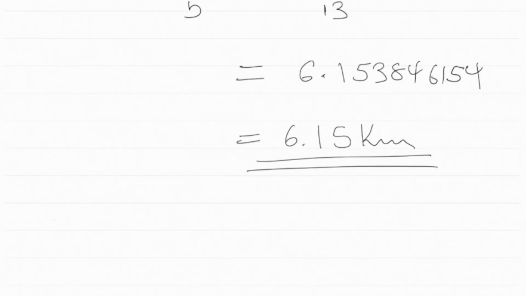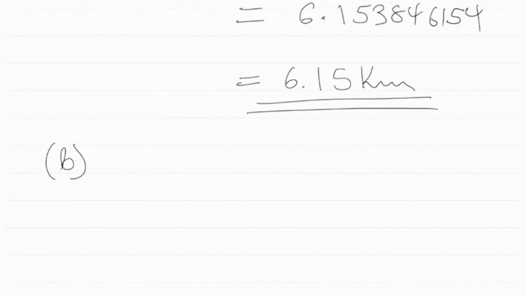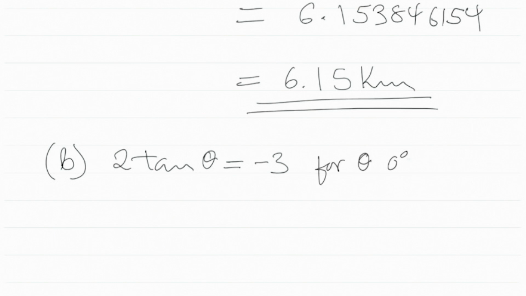We look at B. This is a trigonometric equation. B states: solve the equation 2 tan theta equals -3, and then you've been given the range. Theta should range from 0 degrees less than or equal to theta less than or equal to 180 degrees.